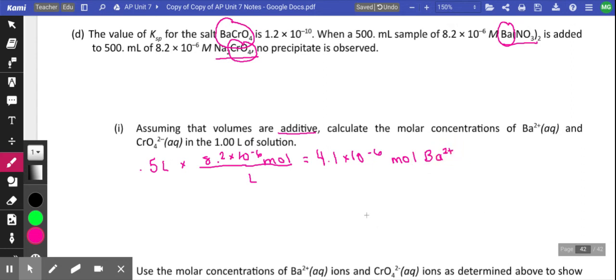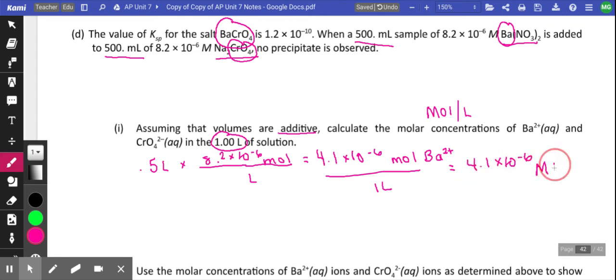I need to get back to the molar concentration, which means molarity or moles per liter. So I'm going to divide this by the new volume. The new volume is found by adding together these two individual volumes. If I mix together 500 milliliters and 500 milliliters, I make 1,000 milliliters, which is 1 liter, which they give me right here. So this number of moles divided by 1 liter would give me 4.1 times 10 to the minus 6 molar Ba2 plus ions. And that would be my molar concentration for Ba2 plus.